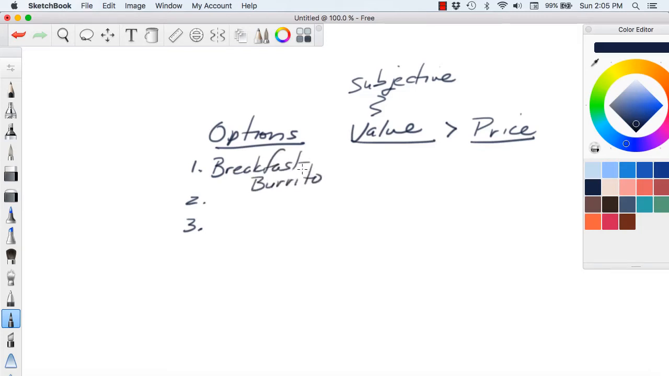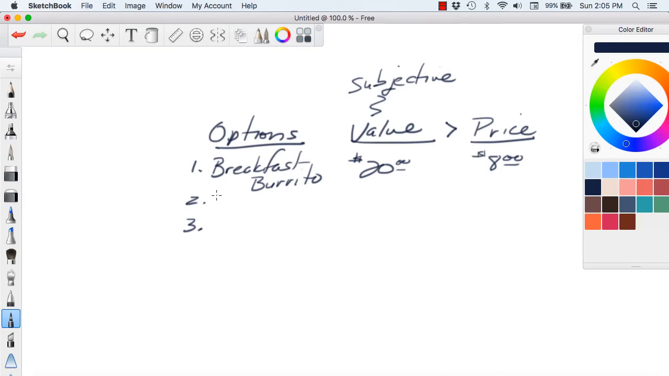And the breakfast burrito, I would pay as much as $20 for this breakfast. This breakfast is absolutely delicious. Now, at Wolfgang's, you'd only have to pay $8 for this breakfast. So clearly, this is an option. I value this breakfast much more than I'd have to pay for it.